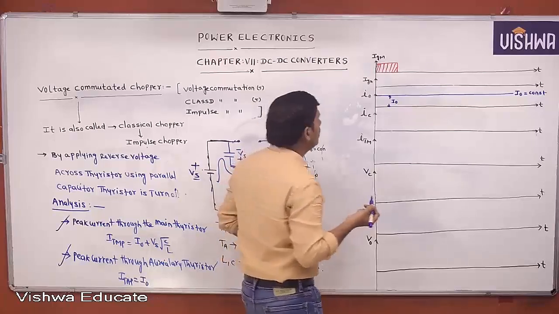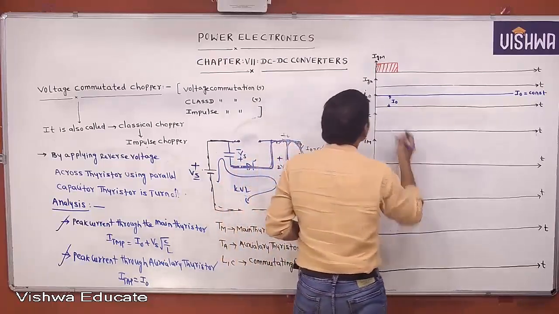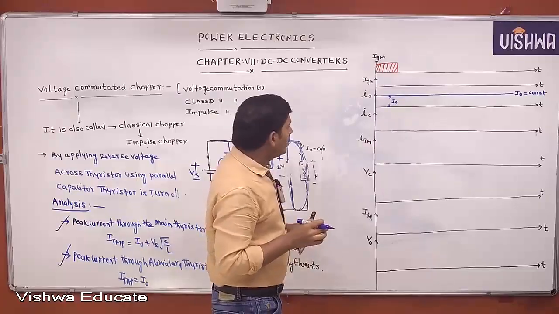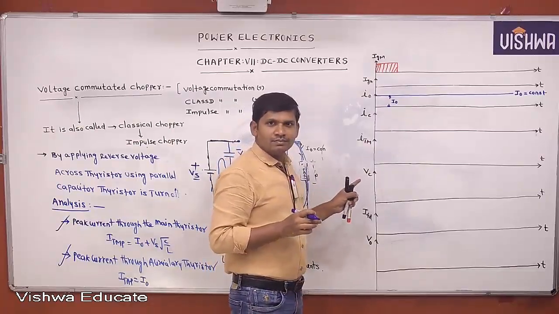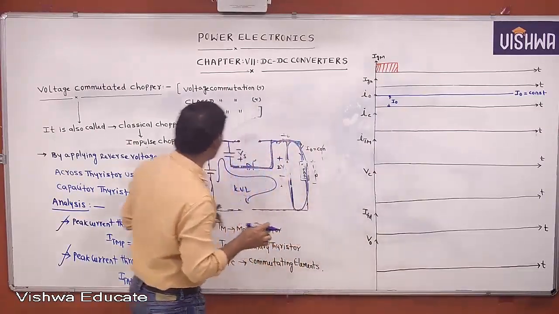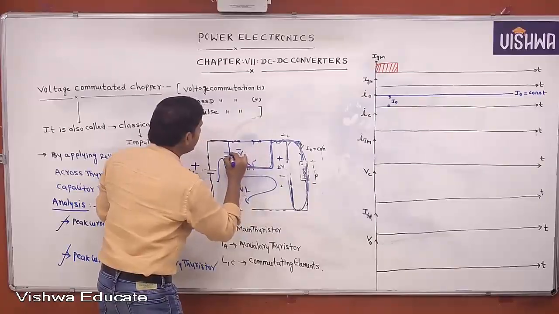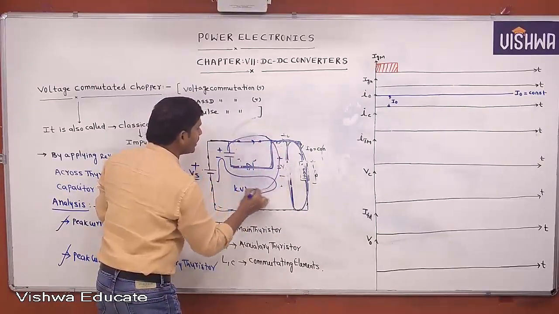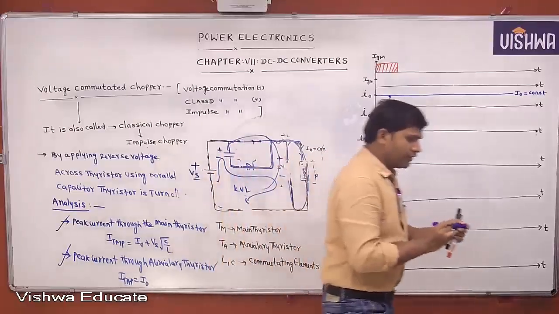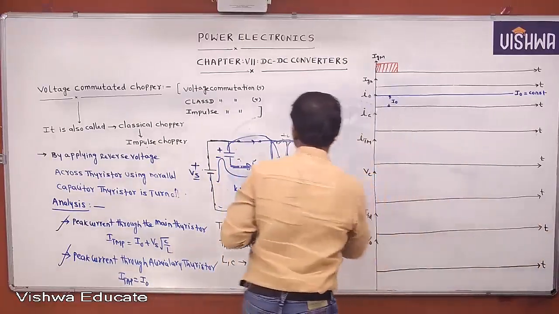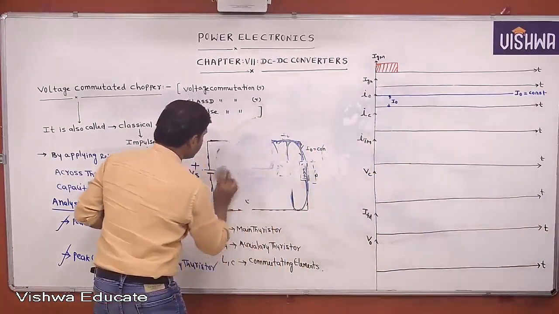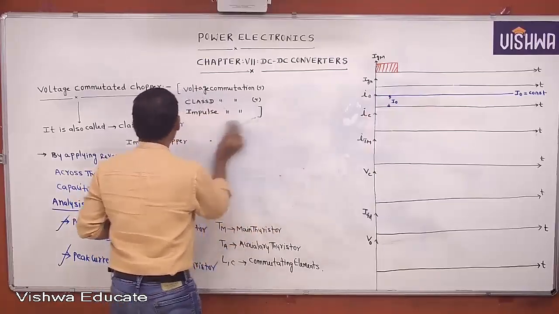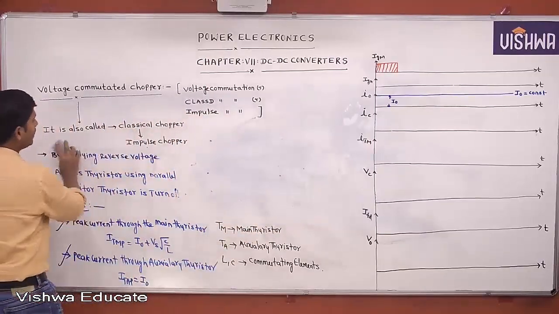Whenever the main thyristor is triggered, we know the capacitor is discharging. With the initial state plus-minus, the capacitor is discharging. This circuit I have already given. I am explaining the same operation using waveforms.